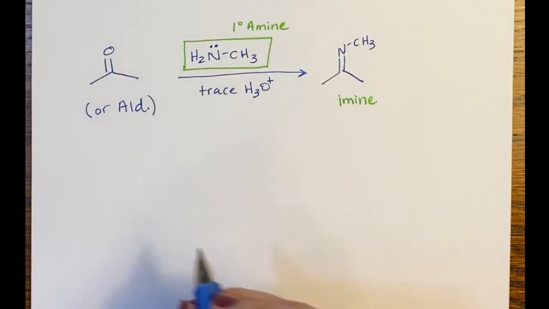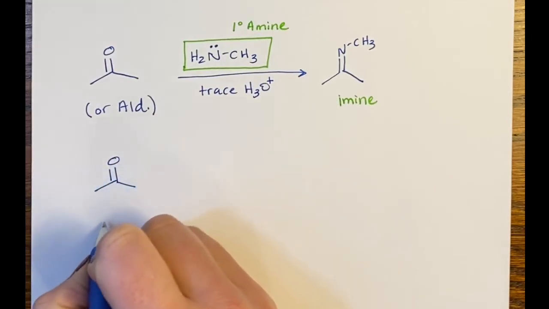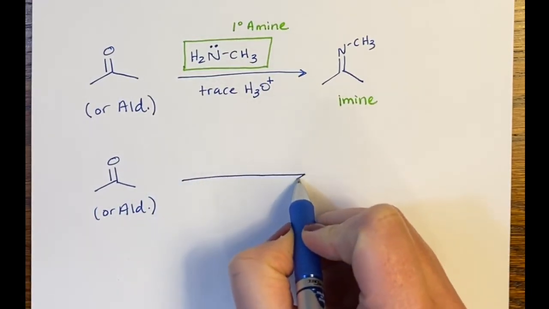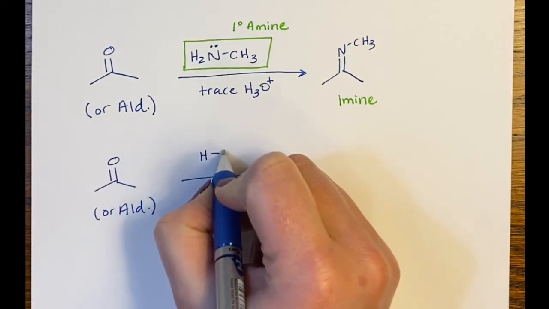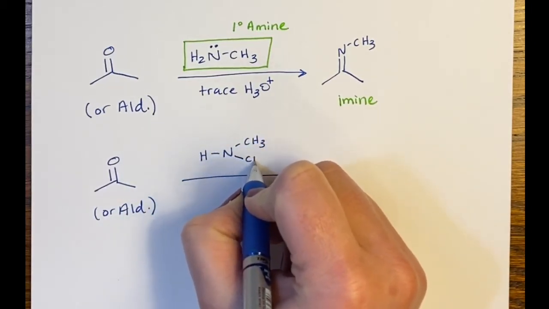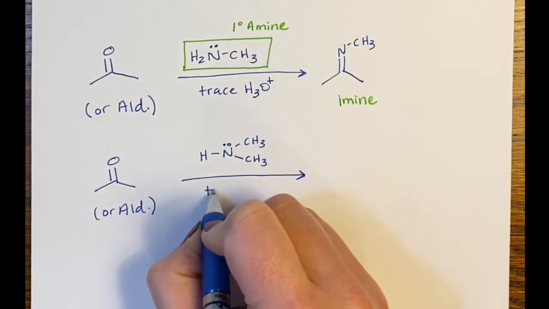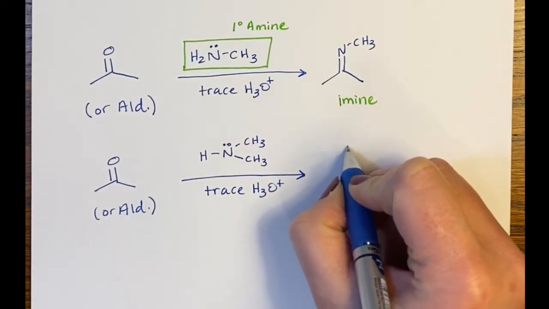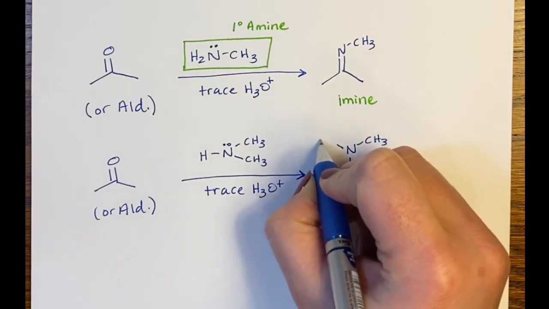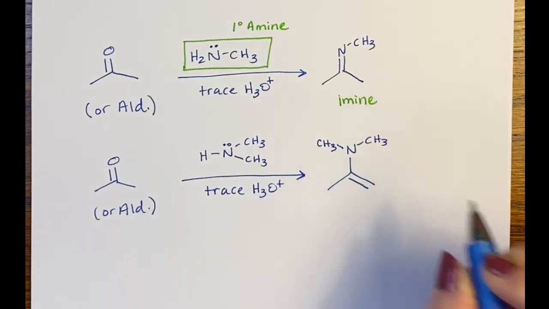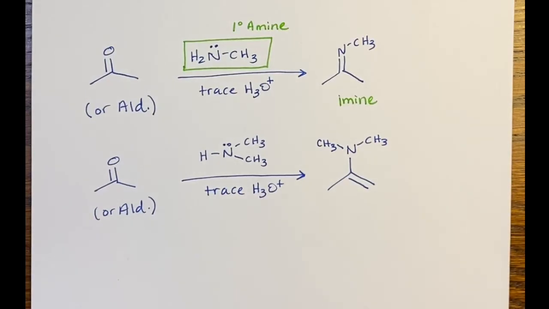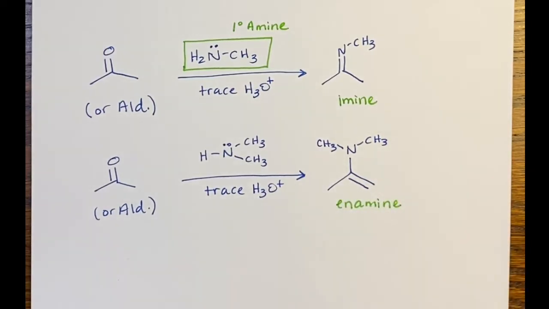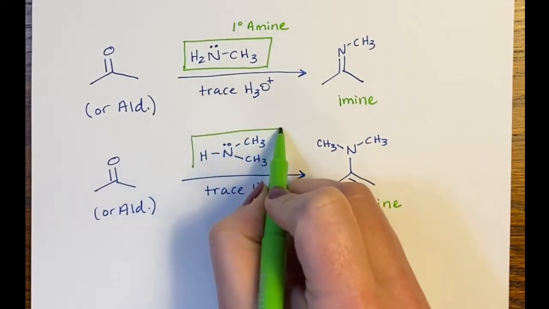For the formation of an enamine, I'm going to take a ketone like this one or an aldehyde. The reaction would work the same. And in order to form the enamine, I'm going to undergo a reaction with a secondary amine like this one in the presence of a trace amount of acid. And the product that I get out of that reaction is my enamine, which looks like that. The foundation for my enamine functional group is the fact that this reaction took place with a secondary amine.